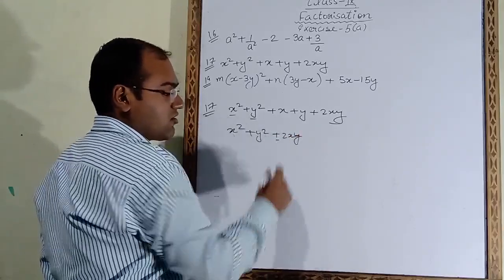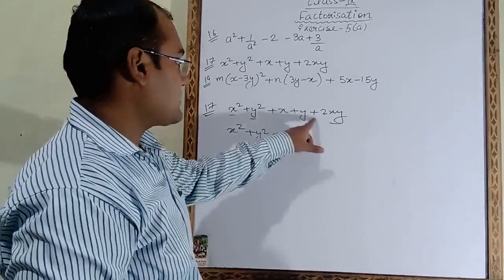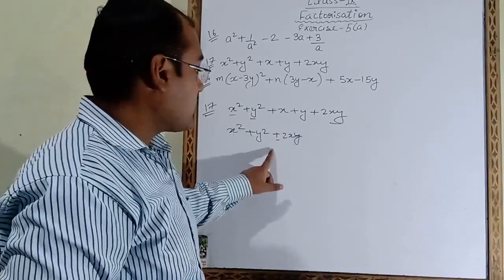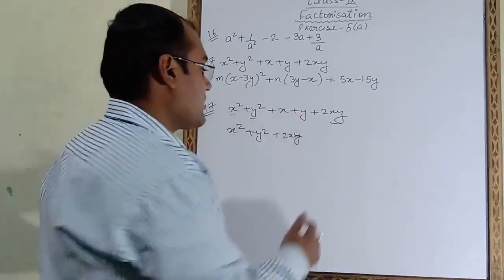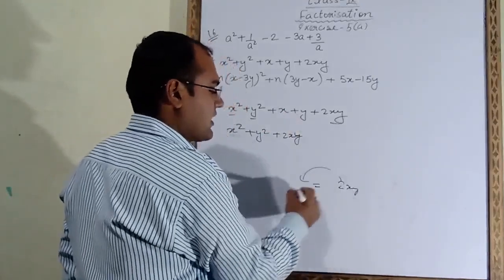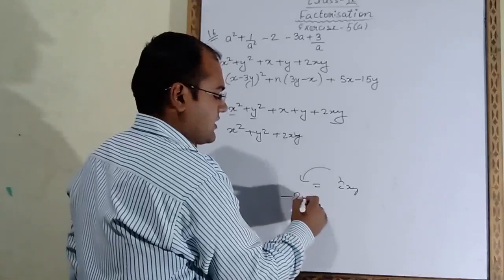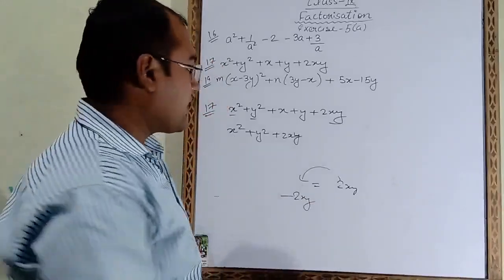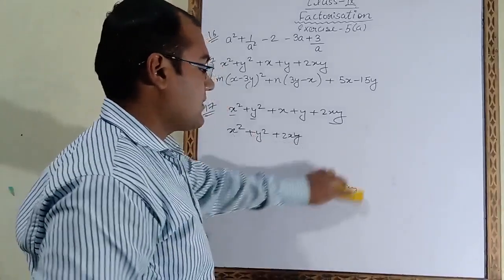No need to change the sign of 2xy. Here it is plus, here also we have to write plus y, because here the equal sign is not coming. If 2xy is written on the right side of equal to, and when we write it on the left side, then we have to write it as minus 2xy. But here the equal sign is not there, so don't make such a mistake.